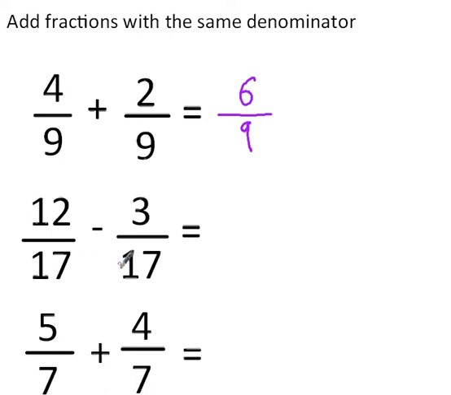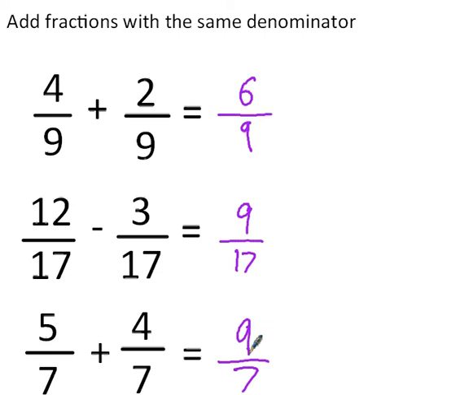Same here, the denominators are the same, so all we're going to do is 12 take away 3, which is 9, over 17. And the last one, the sevenths, will stay the same, and then you'll simply add the two numerators to make 9. Okay?